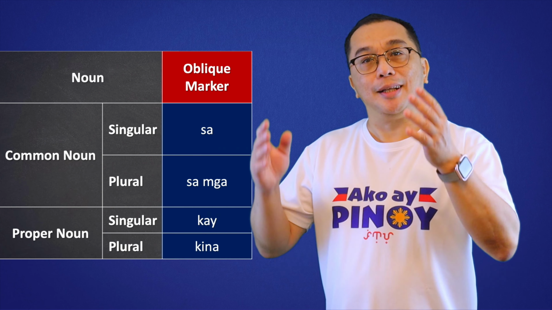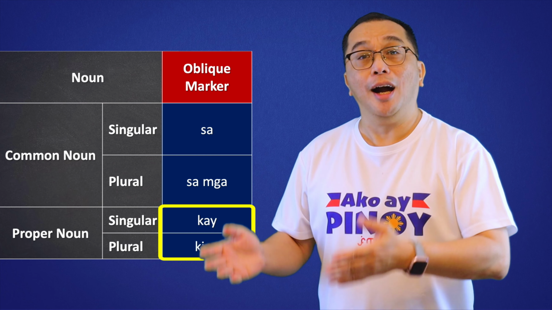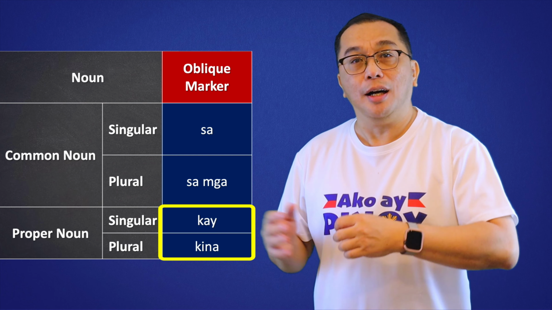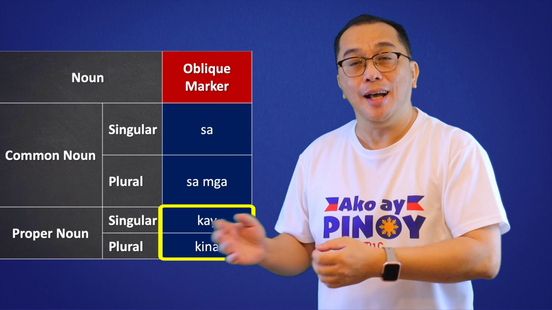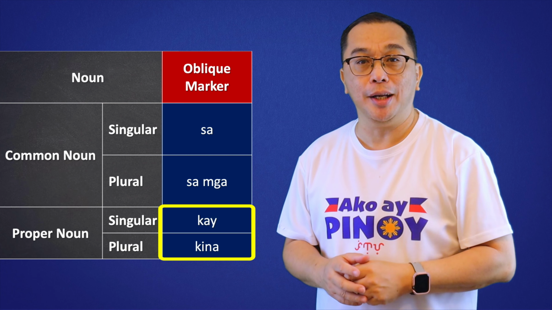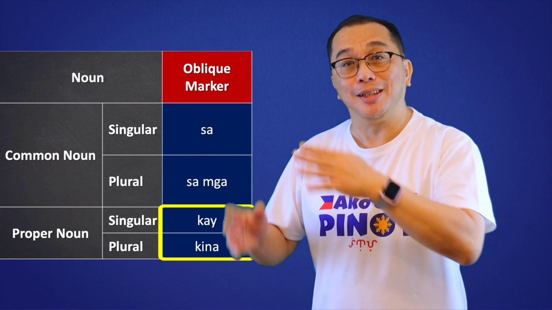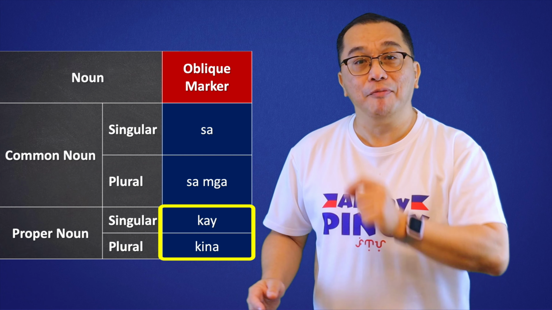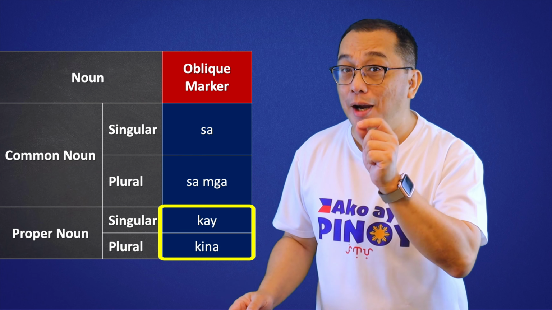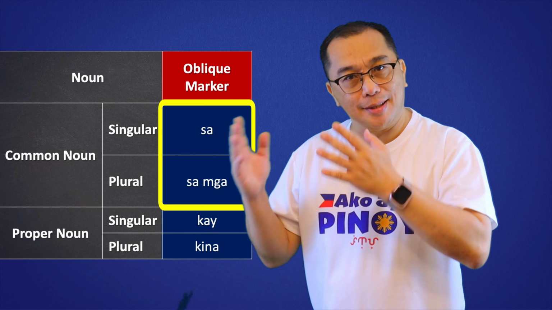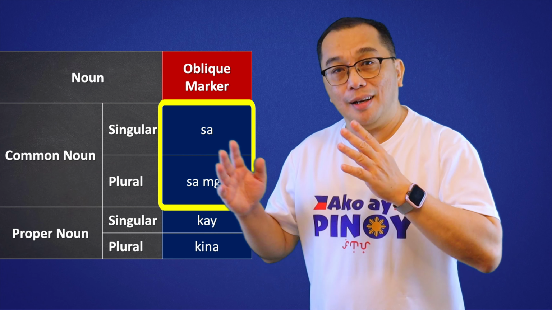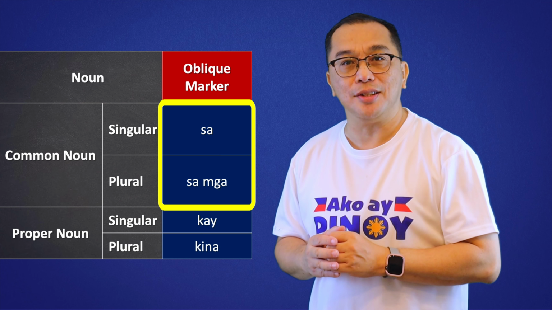So far, we have learned that KAY and KINA are locative markers and are the counterparts of sa and sa mga for common nouns. There's a few more things I need to cover for you to know more about KAY and KINA. And the best way to do that is to compare them with their counterparts sa and sa mga. Let's take a look at these comparisons.